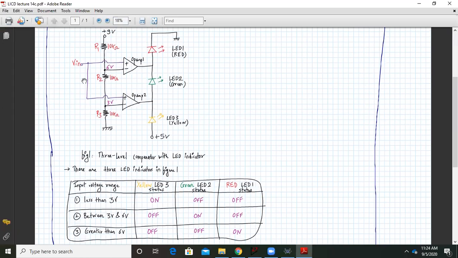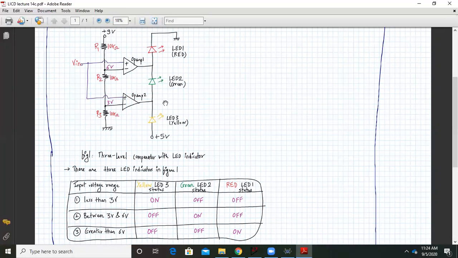So as per the table, whenever Vin is less than 3 volts, which op-amp will be working in what operating region? The op-amp number 1 will be operating in negative saturation, so the output of op-amp 1 will be at minus Vsat. How? Because V plus is less than V minus for op-amp number 1. For the second op-amp, if input is less than 3 volts, again V plus is less than V minus, so op-amp 2 also will be in negative saturation.